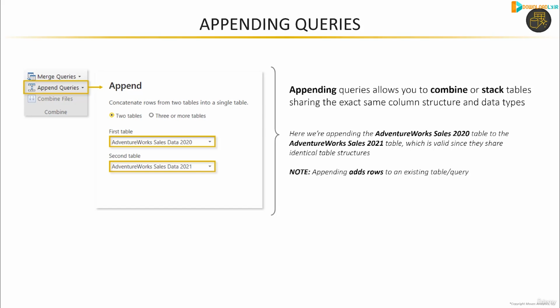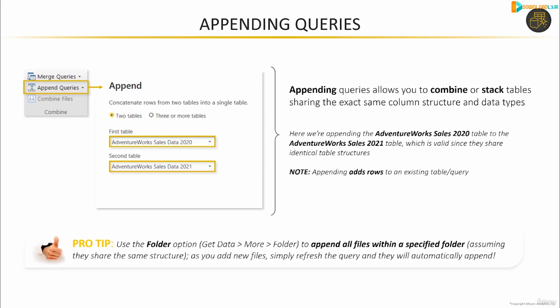So in this case that we're looking at here, we're appending 2 tables together. There are 2 different AdventureWorks sales tables, one from 2020 and one from 2021, and it's a valid append since they both share identical table structures. So just like we've talked about, merging makes tables wider by adding more columns, appending makes tables taller by adding more rows.